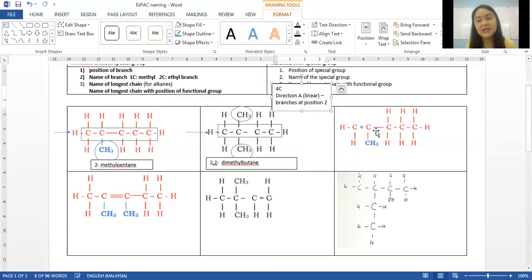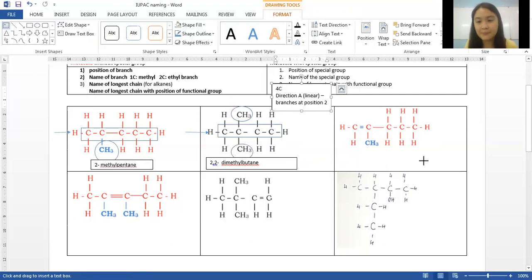How about the third one? Look at the third one. Before I decide how to name it, I have to find out where my longest chain is. If I read from direction A linearly, I cover 1, 2, 3, 4, 5 carbon, and my double bond starts at position 1. If I go L-shape, I only cover 3, so that one definitely cannot be part of the longest chain. If I read from direction B, I also cover 5 carbon, but the functional group is quite far away. And if I read L-shape from direction B, it covers 5 carbon, but no functional group is included. So that is not a good option.